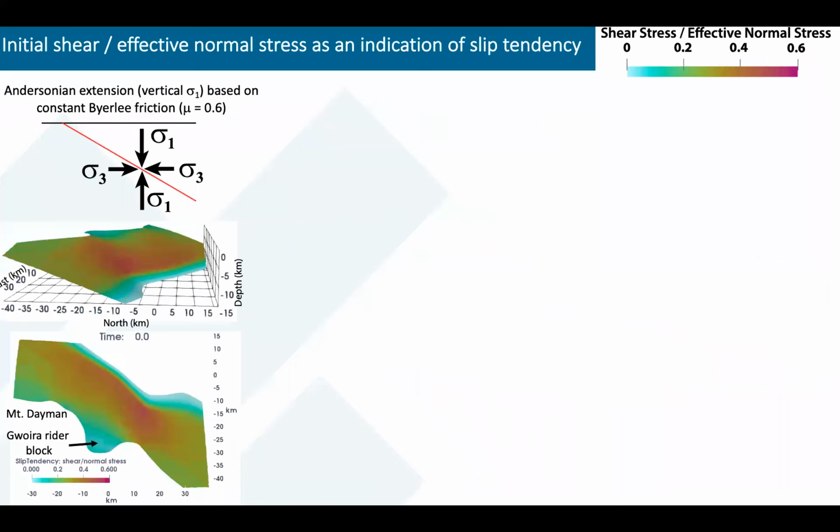So here, this first example is Andersonian extension and constant Byerlee friction. So we're using an effective static friction of 0.6 at all depths, and then applying just Andersonian extension. What I'm showing here is the resolved shear over normal stress, which is a good a priori indicator of the slip tendency. So where we see warm colors, we expect the fault might be well primed for slip, whereas where we see cool colors, like below this rider block, where we know this portion of the fault is abandoned, we can see that in the field, and it also has a low resolved shear over normal stress.